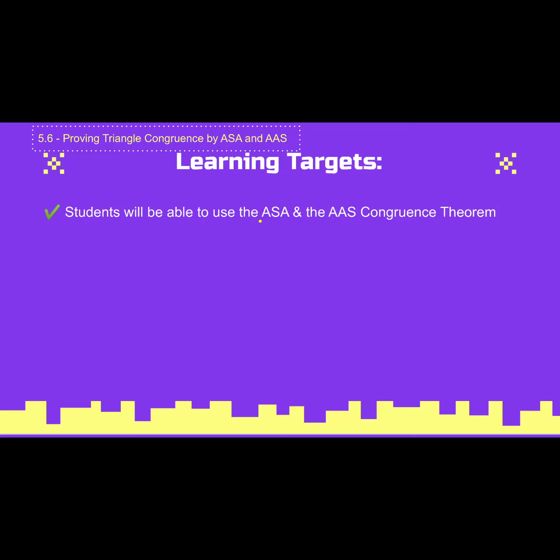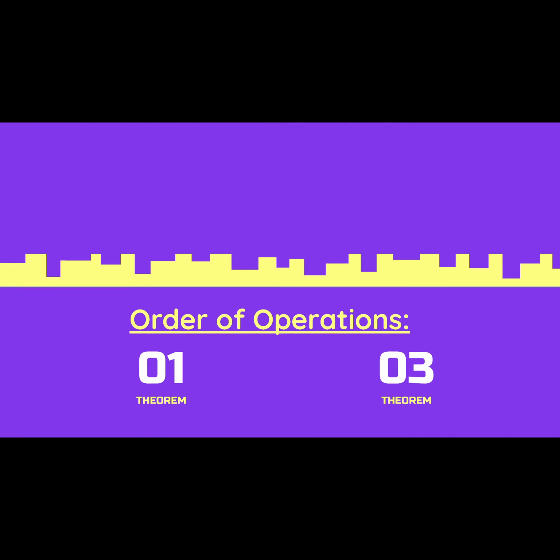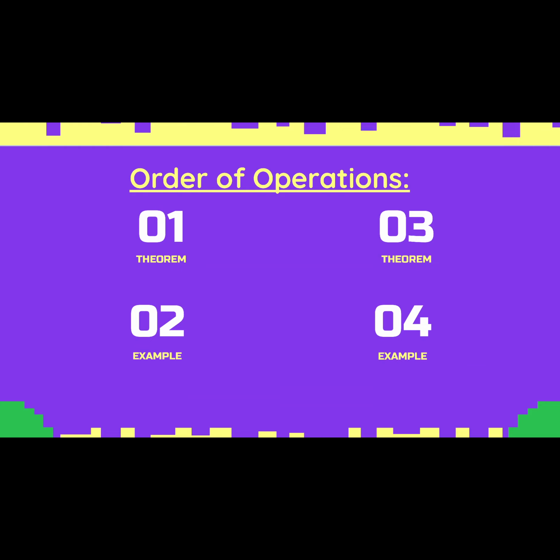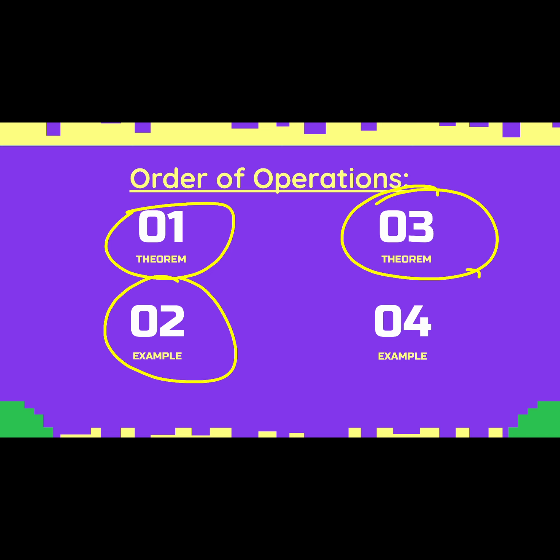Okay? 2 of them that we are adding today: angle, side, angle, and angle, angle, side. So just like yesterday, we're going to look at one of the theorems, check out an example, look at the other theorem, look at another example.